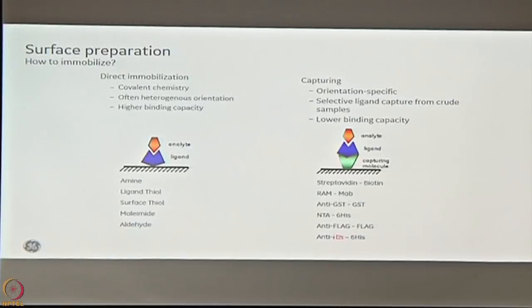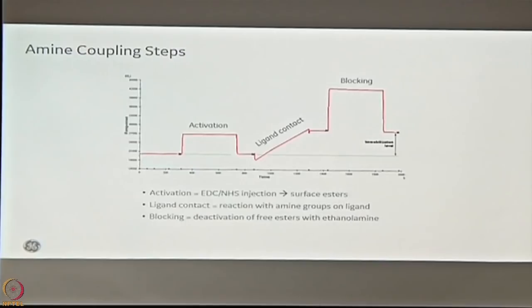Now the difference is that in this case you lose the directionality of your ligand, like we were discussing. So it is actually immobilized at random using any of the free amine groups or the thiol groups on the surface. Whereas if you are using a capture molecule, you maintain the directionality of your ligand, if your assay requires so.